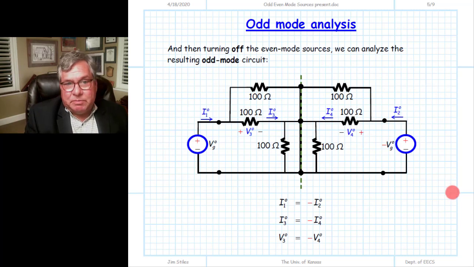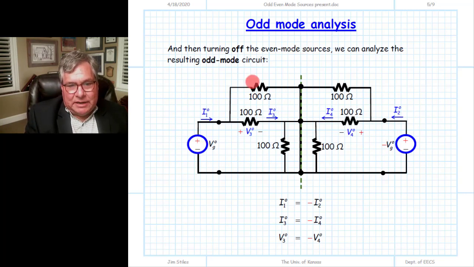So to complete the superposition, we turn off the even mode sources, and again, by turning off, we're setting the voltage equal to 0, making them a short circuit, and we turn back on our odd mode sources, the odd mode voltage over here on the left, and the same odd mode voltage only multiplied by -1 over here on the right. All right, so same magnitudes, but out of phase by 180 degrees.